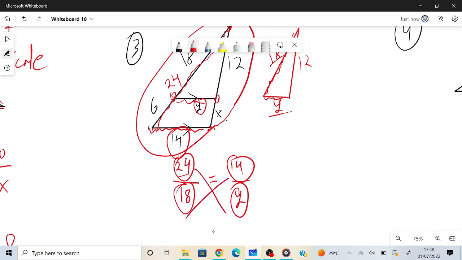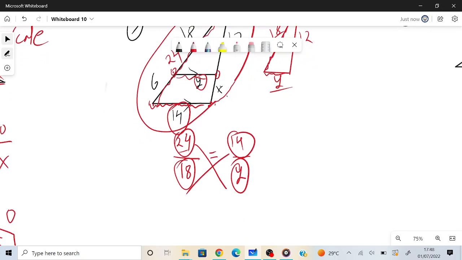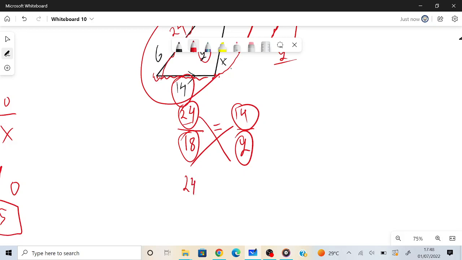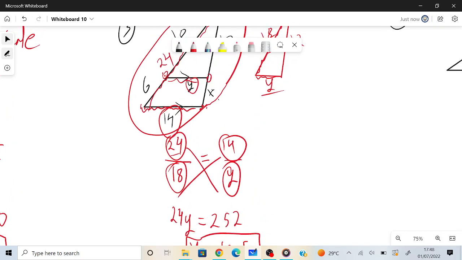Cross multiplication, we know 24 times y is 24y, which equals 14 times 18, and if I'm not wrong that's 252. Let's just quickly check that. 14 times 18, yep, 252, and y is 252 divided by 24, which is 10.5. So your y is simply 10.5.